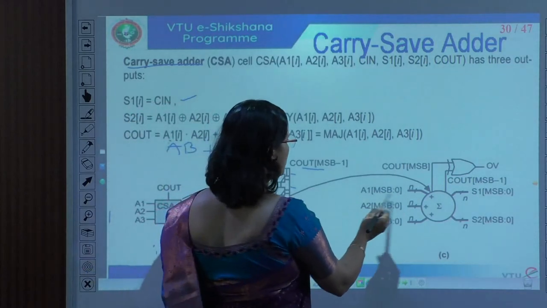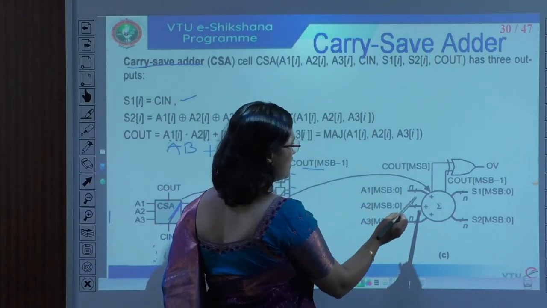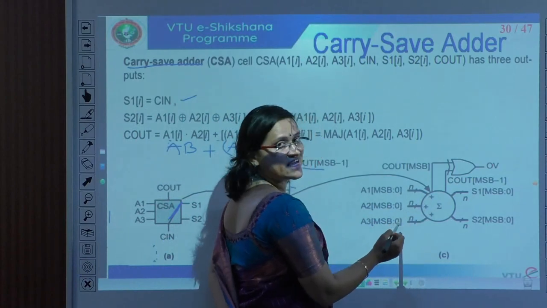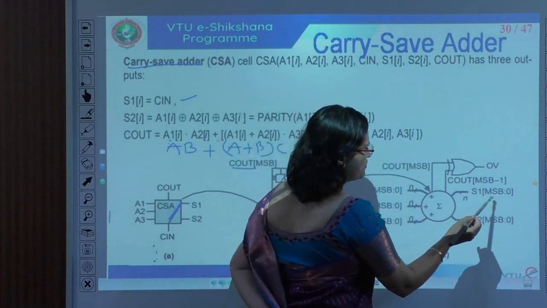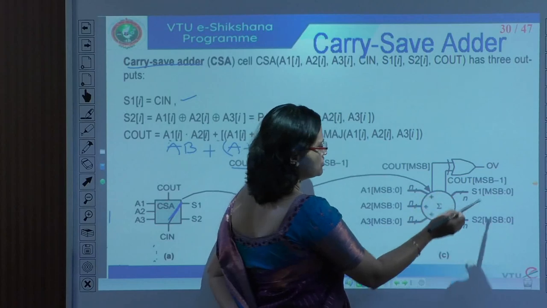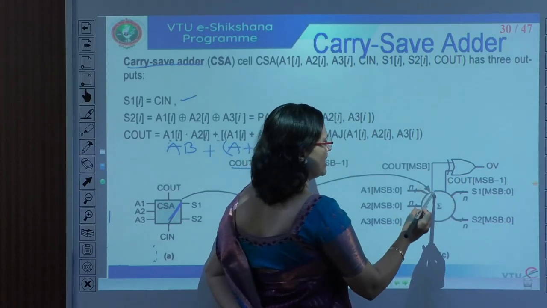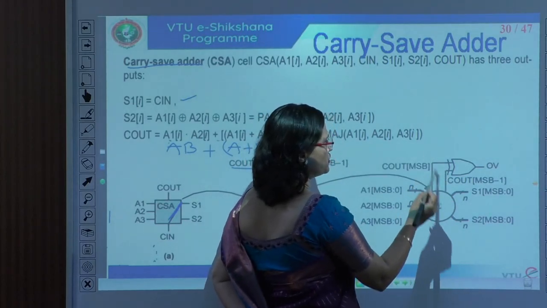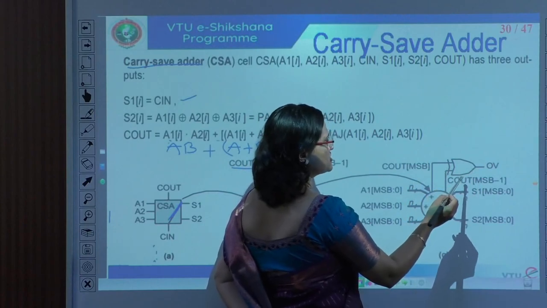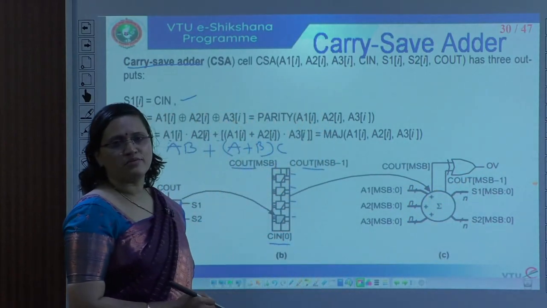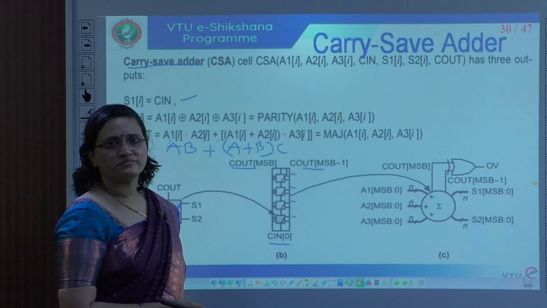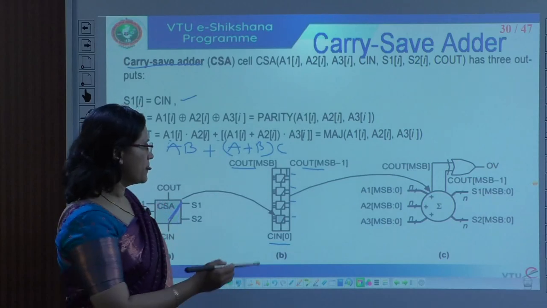Now figure C shows it in the form of a bus. I have already told you A1, A2, A3 are buses, indicated as a heavy line. S1 and S2 are also buses, indicated as a heavy line. And there are two outputs, the control lines, connected to an XOR gate to indicate the arithmetic overflow.